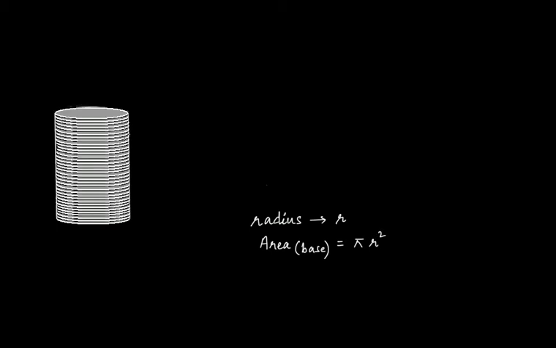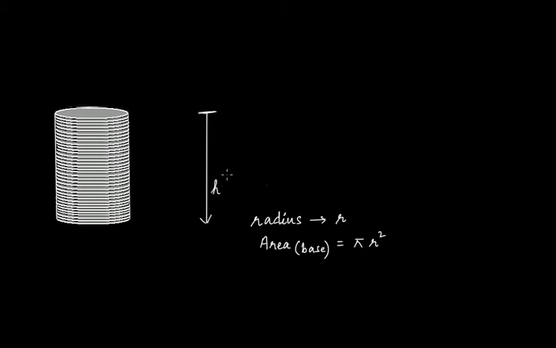Okay. The radius of one circular ring, or the base, is r. Therefore, the area of the base will be what? Pi r square. Sorry, that is the area of a circle. Now, when you stack such rings together, let's say that it attains a height h.